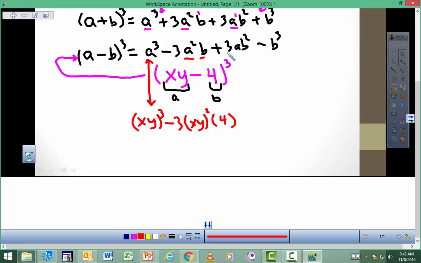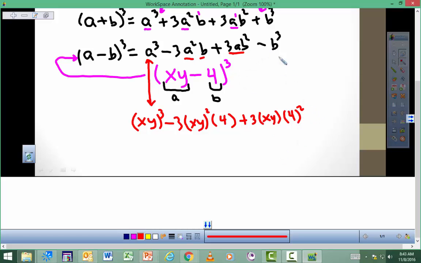Okay, so then the next term is this one. Well, it starts off with a 3 and it's positive. And then I put A in. Well, A is this one. It's xy. And then I put B in. But B is being squared. So this time I put 4 and I put a square.